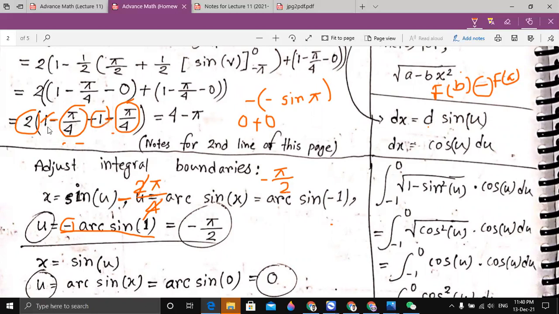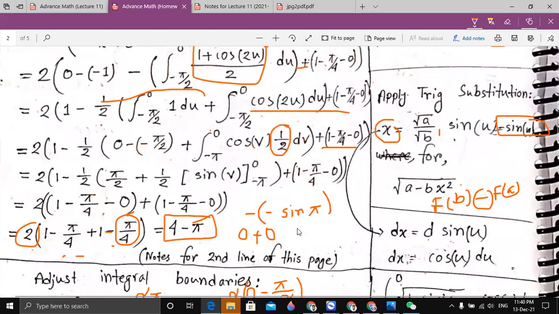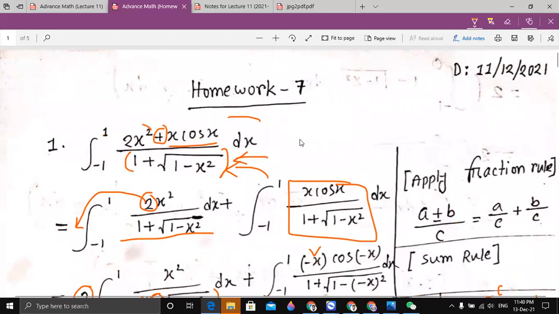And this one and this one, 1 and 1, that makes 2, right? So 2 minus pi by 2. And then we have 2 on the outside. So 2 and 2 will make 4. Then this 2 and this 2 get cancelled, so we get only pi. So 4 minus pi, that is the answer. So this was homework 1, nothing more.